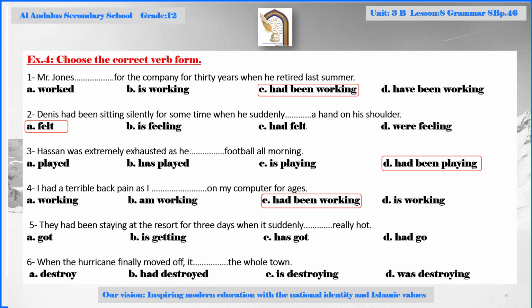Number 5. They had been staying at the resort for 3 days when it suddenly got really hot. That's right. This is the event which followed, when it suddenly got really hot. Finally, we have number 6. When the hurricane finally moved off, what happened before that? It had destroyed the whole town. Thank you very much for this accurate answer.